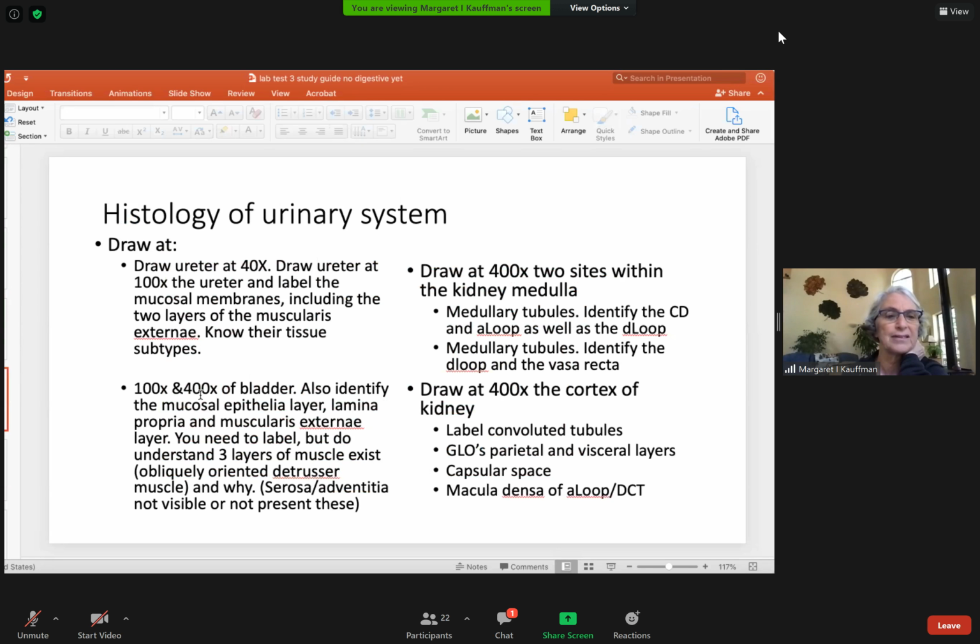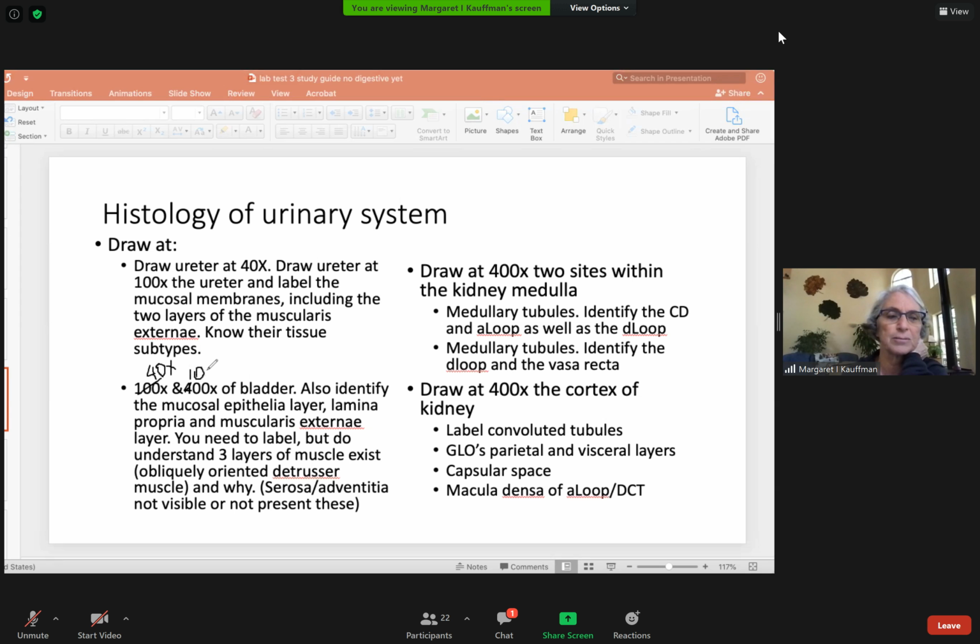And this actually, well, maybe it isn't exactly right. It should be a 40x and 100x. Sorry about that. Let me see if I can annotate it. You guys are just the beta testers on a lot of this stuff. Sorry about this. So this should be a 40x and a 100x. The low power, which will allow you to see all the mucosal layers and label those. And then this one, which is not 400, it is 100x.